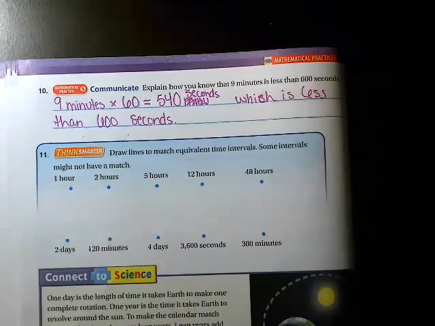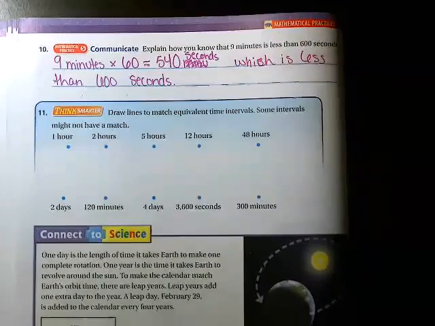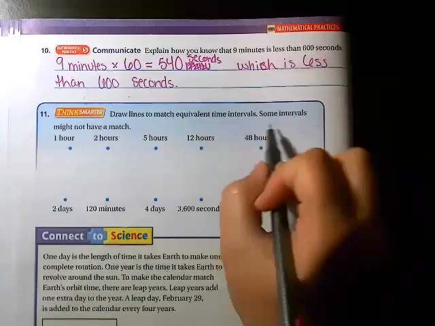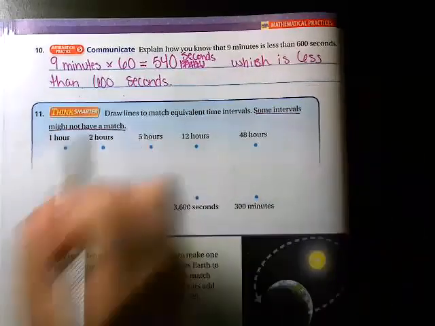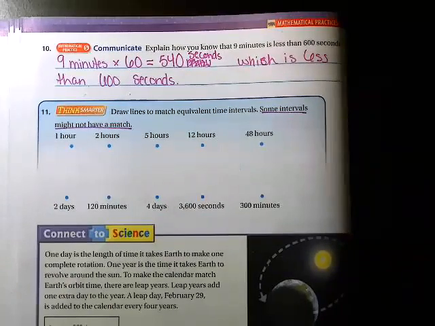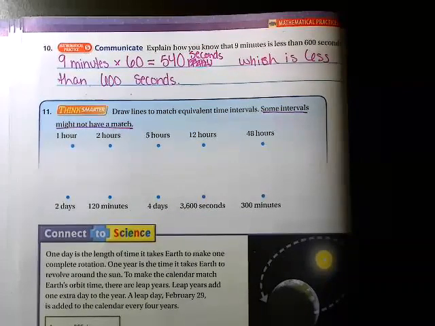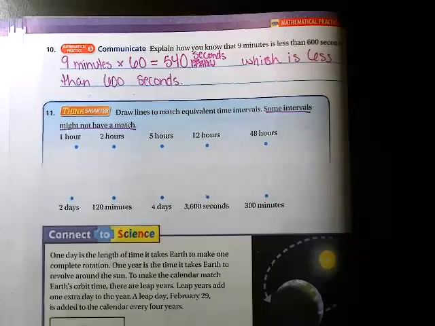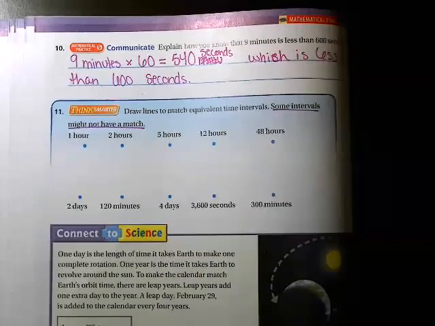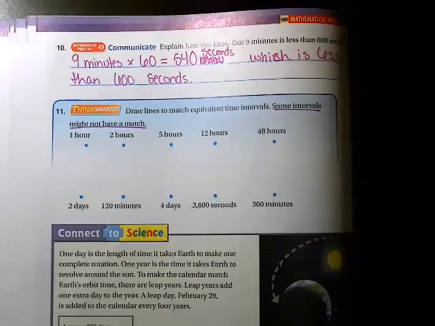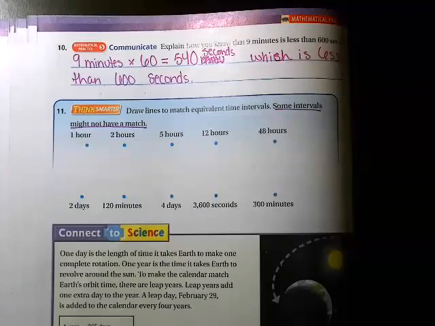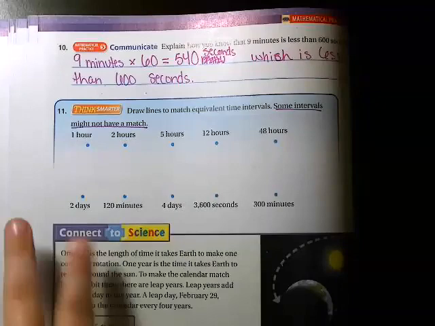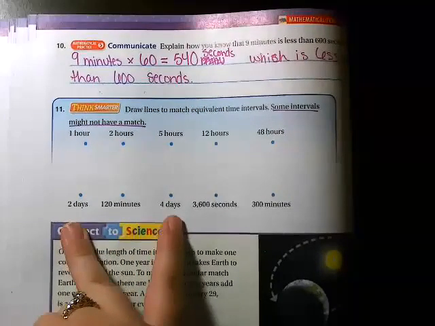All right, our next one says draw lines to match equivalent times at intervals. It says some intervals will not have a match. So there are some that could not be used. Okay, so let's start with the first one, 1 hour. So if I think about my hour, I know that there are 24 hours in a day. So that 1 hour can't have anything to do with the days. So I have 2 day ones here down at the bottom, can't have anything to do with those.